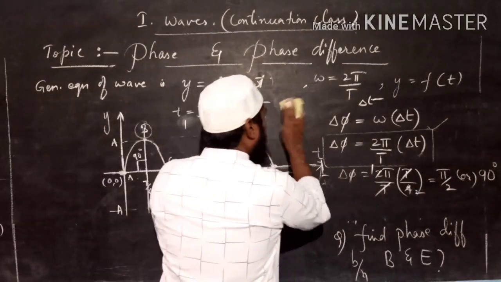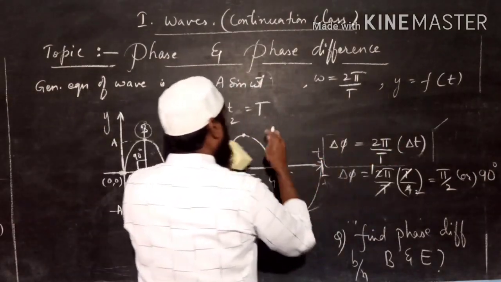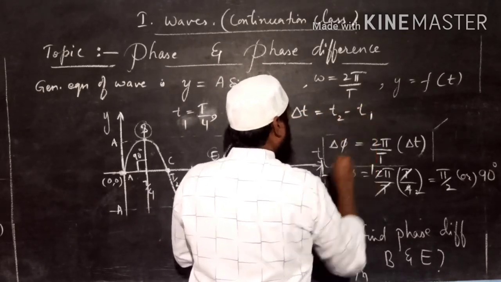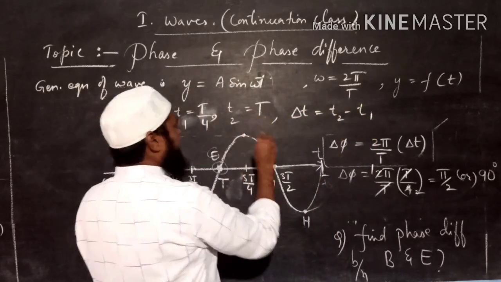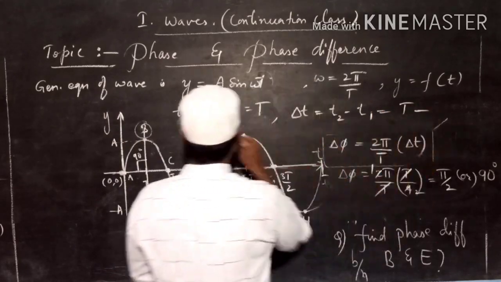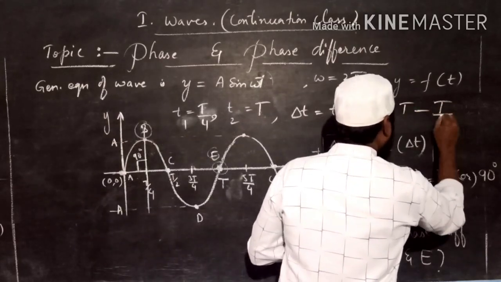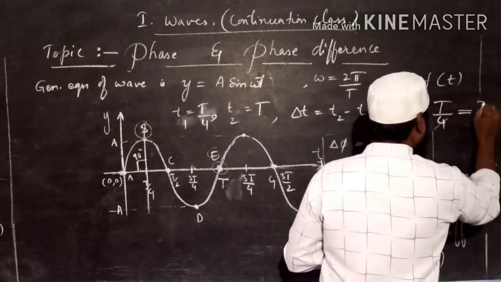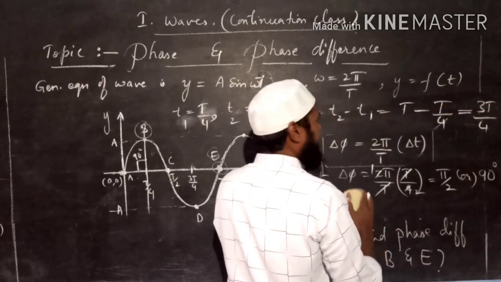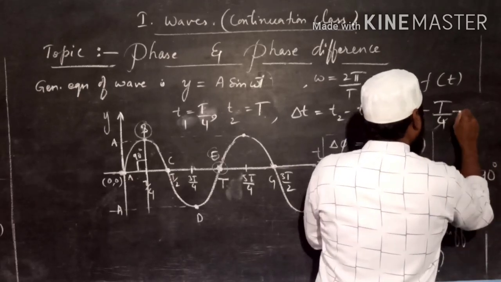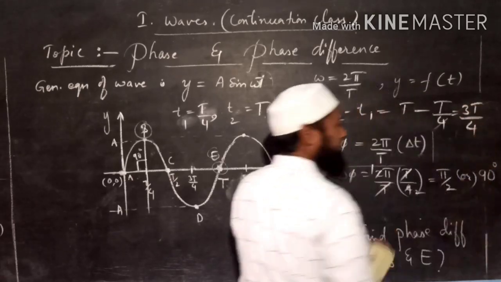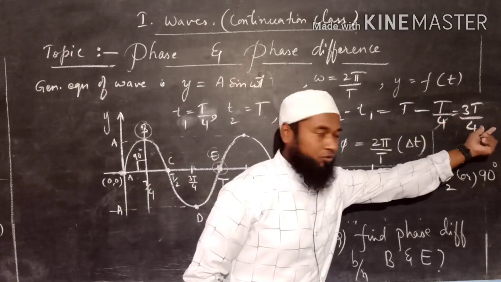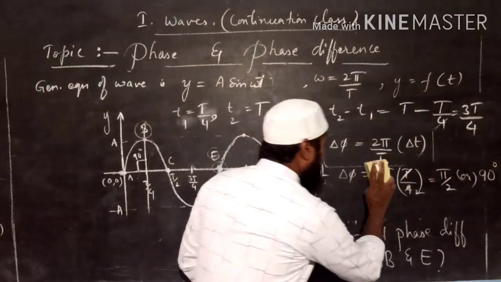What will be the delta T value? Delta T is equal to T2 minus T1. What is T2? T. What is T1? T by 4. So T minus T by 4, 4T minus T, it will be 3T. So the answer is 3T by 4. So the delta T value you got is 3T by 4. Substitute in the formula.